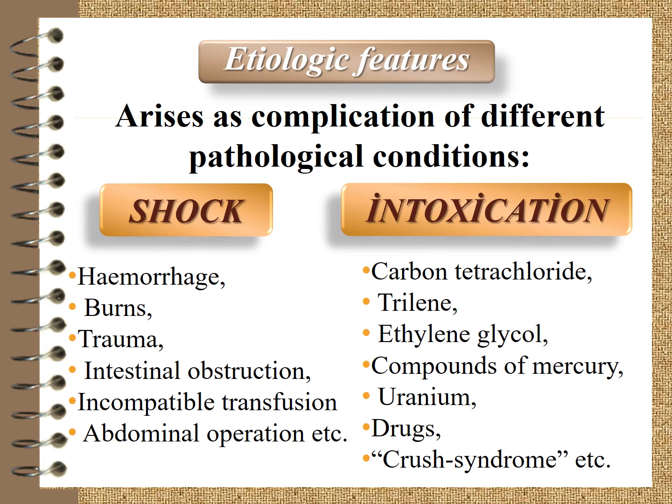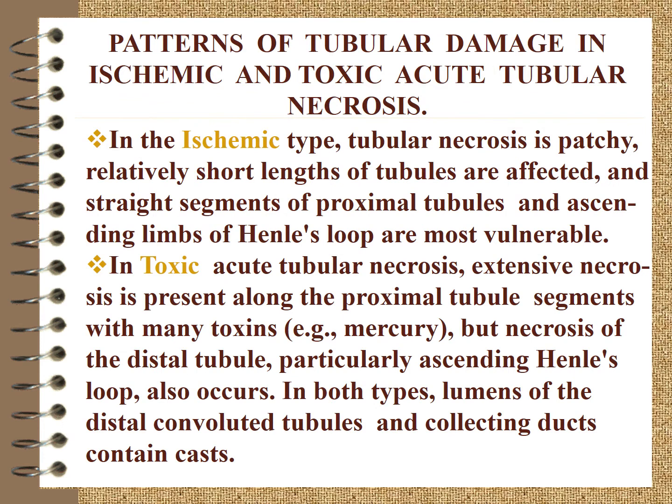This is nephrotoxic ATN, and it follows the application of toxic substances, for example, carbon tetrachloride, trichloroethylene, ethylene glycol, compounds of mercury, uranium, chromic acid, and various drugs, or crush syndrome, etc. The lesions are the direct result of the poison, an action of which is intensified by the concentrating activity of the tubules. Patterns of tubular damage in ischemic and toxic acute tubular necrosis differ.